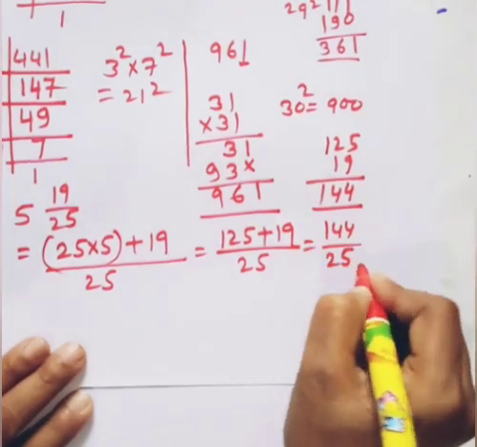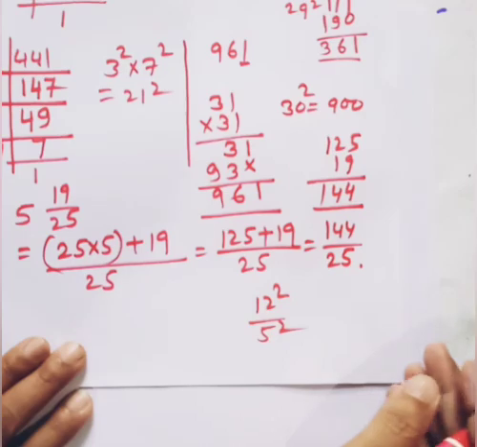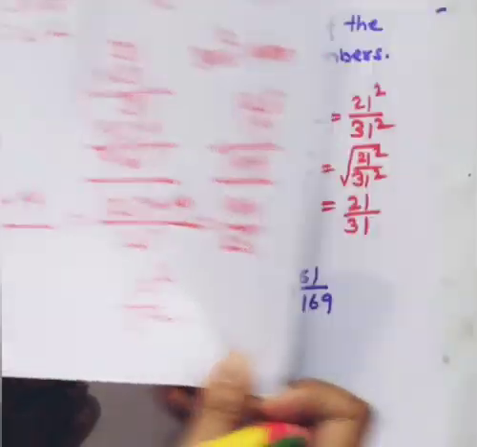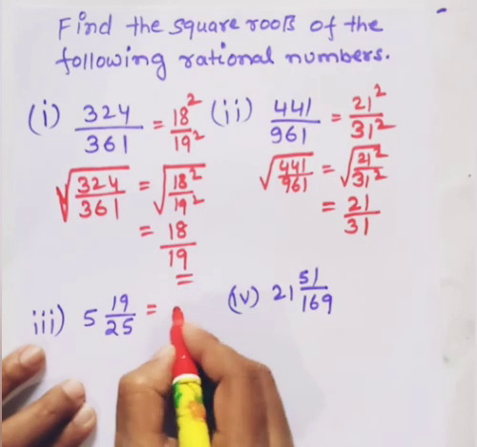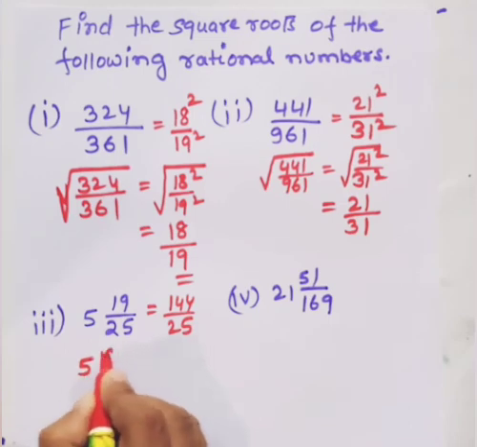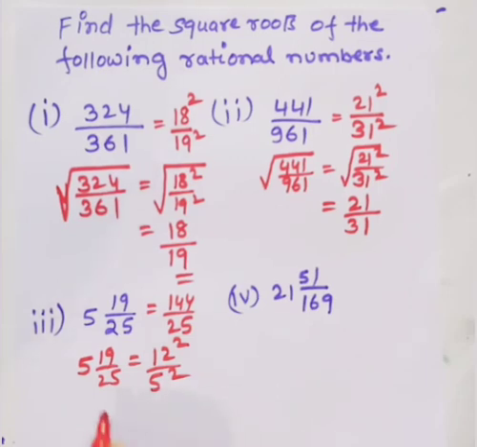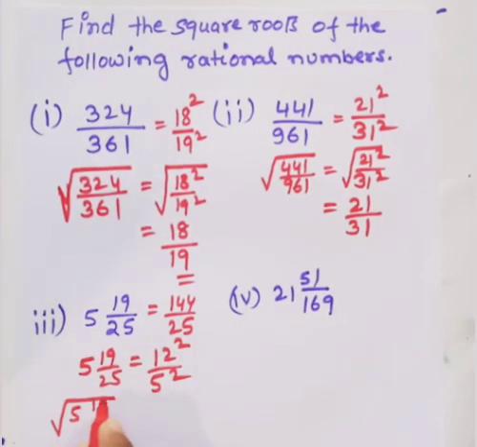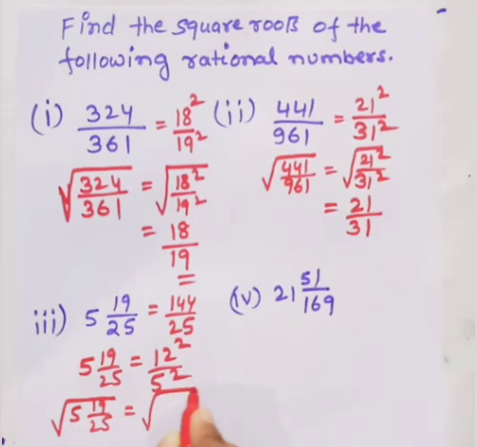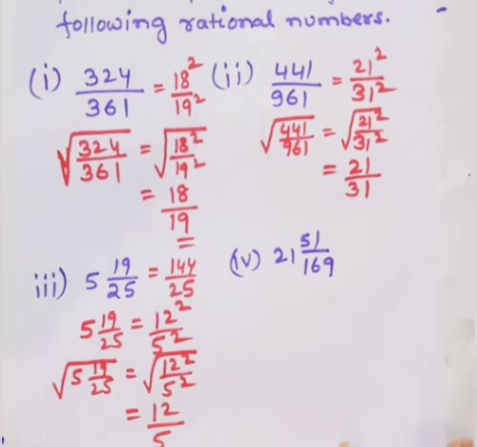144 by 25. Now see how much is 144 by 25? It is 12 square by 5 square. So see how simple this is. Now we can write it as 144 by 25. So 5 and 19 by 25 is nothing but 12 square by 5 square. So root of 5 and 19 by 25 is equal to root of 12 square by 5 square. So how much is the answer? That will be equal to 12 by 5. Okay. Now let us move to the fourth one.